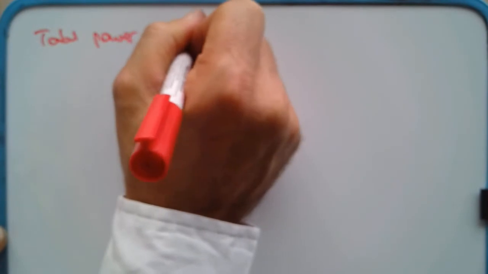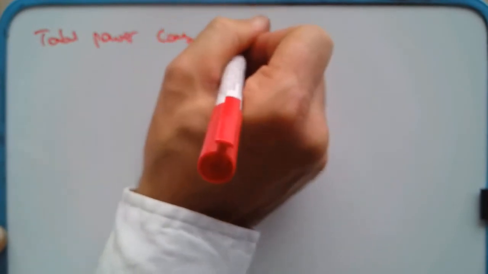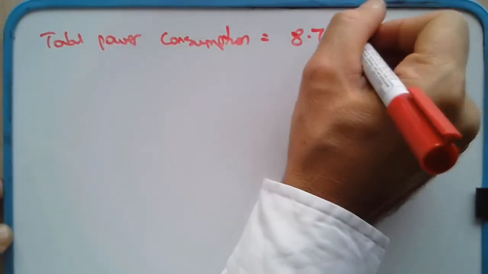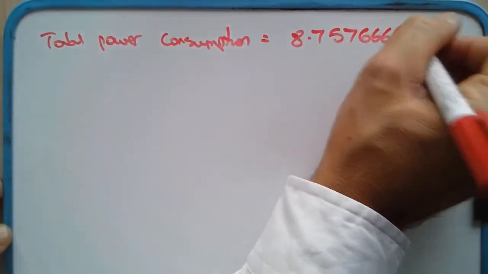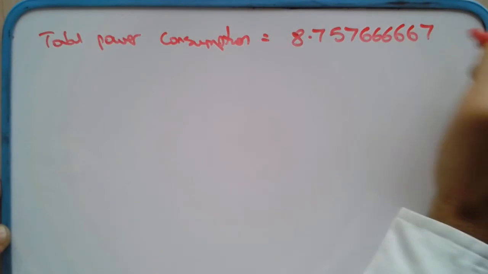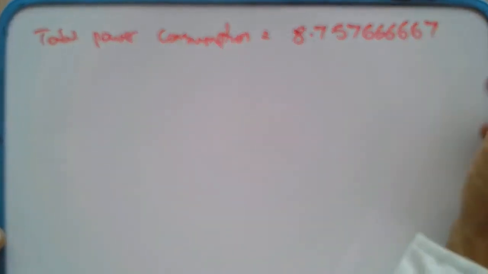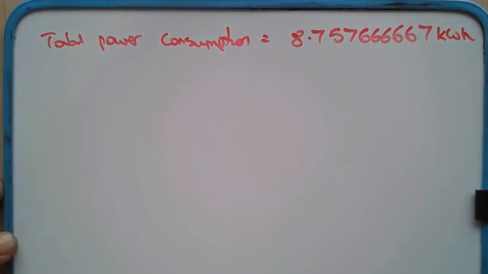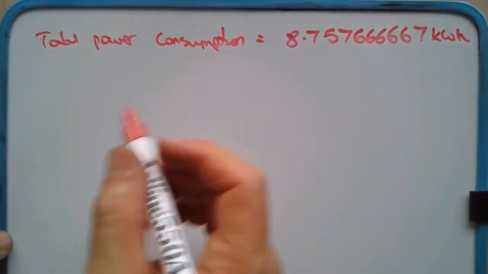Okay, so adding those together, total power consumption was equal to 8.757. There's a few sixes there. These decimals here aren't going to matter too much. That's kilowatt hours.